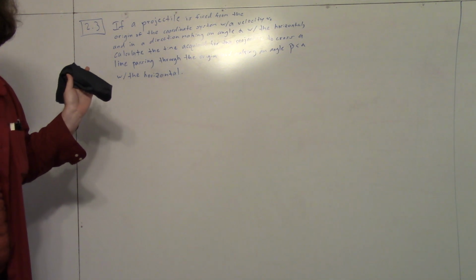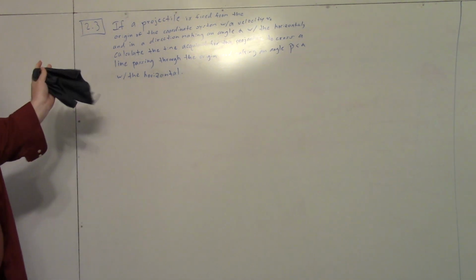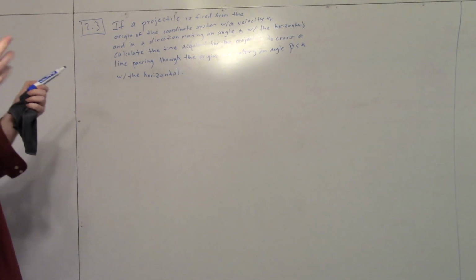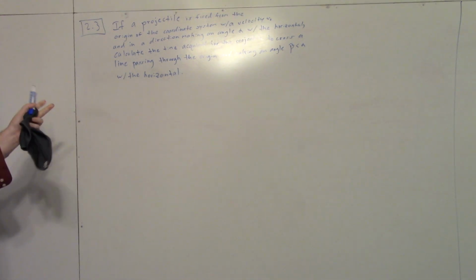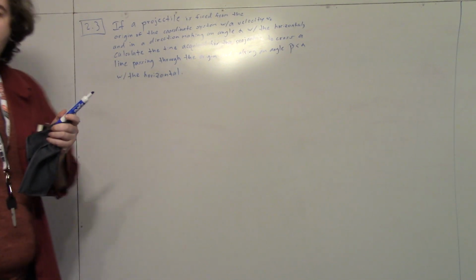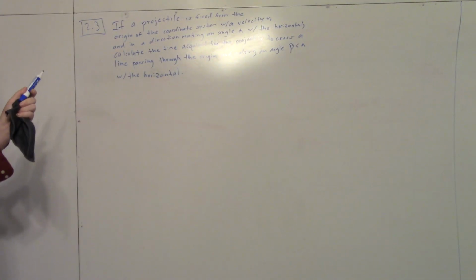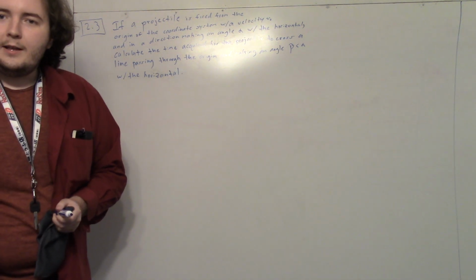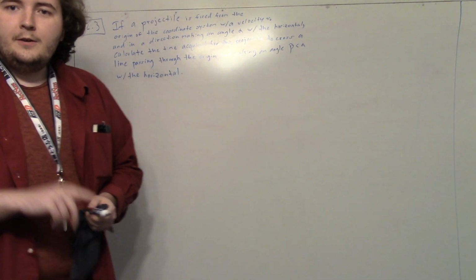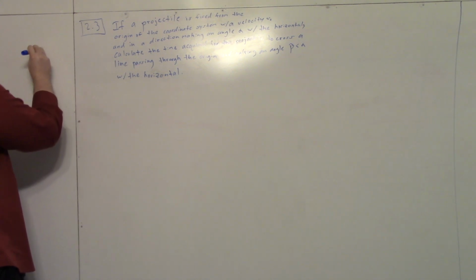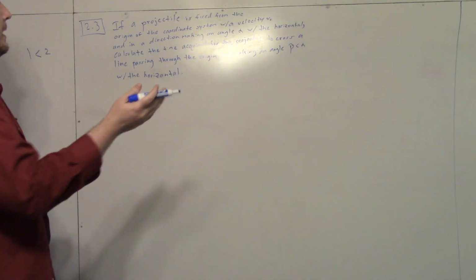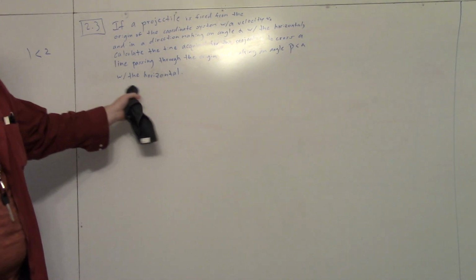Chapter 2.3. Question. If a projectile is fired from the origin of the coordinate system with a velocity v0 and in a direction making an angle alpha with the horizontal, calculate the time required for the projectile to cross a line passing through the origin and making an angle beta less than alpha. Beta is a Greek letter. Less than alpha, just like 1 is less than 2. That's all that is.